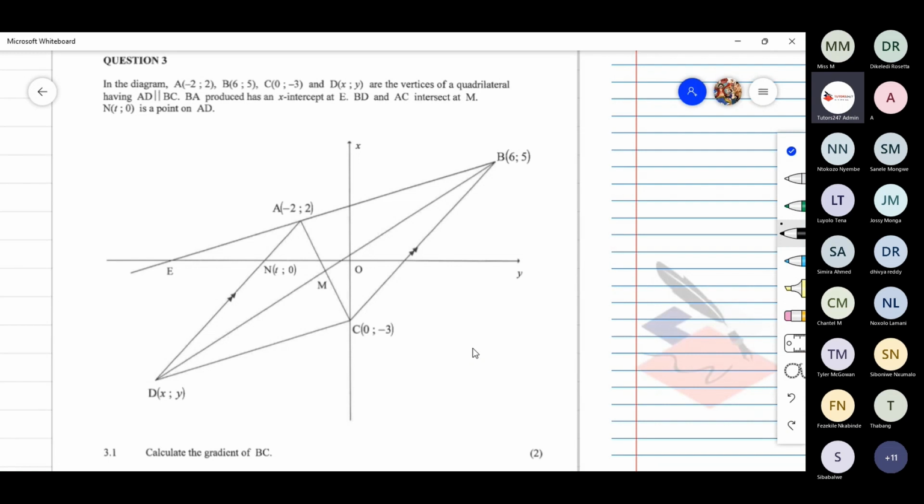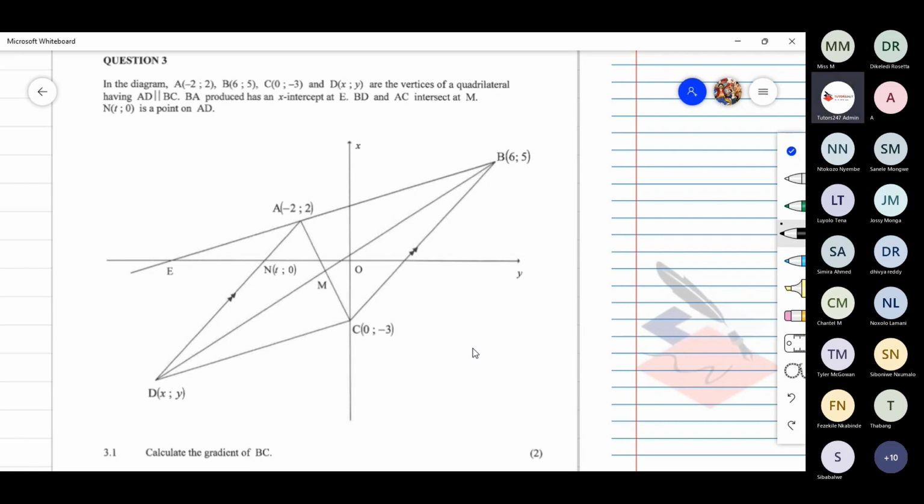Secondly, we have m equals tan theta, whereby theta represents the angle between our line and our horizontal. Thirdly, we have the gradient of parallel lines, which are equal. So if the gradient of one line is known, we can therefore determine the gradient of the second line, provided that both lines are parallel.